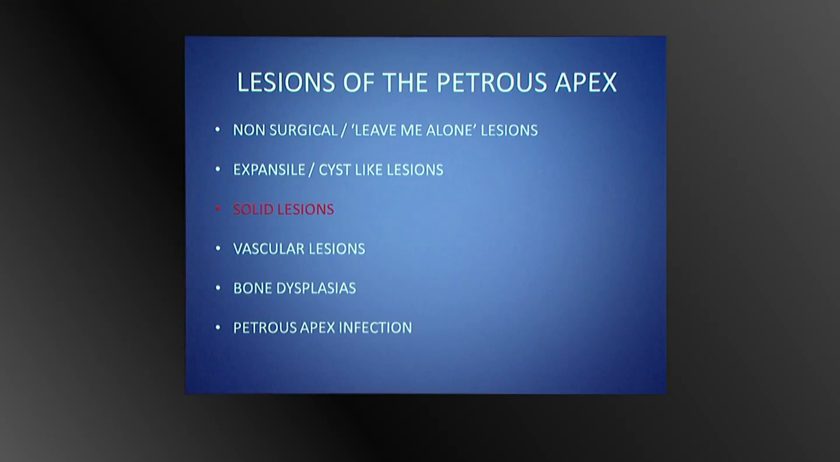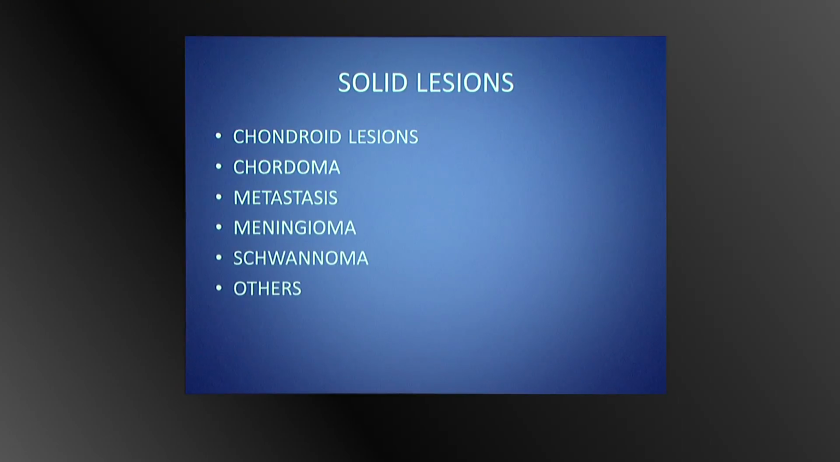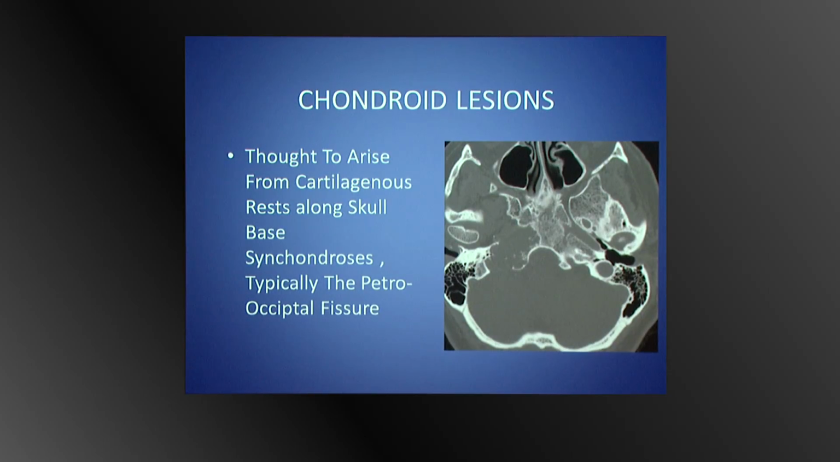And so that is another little bow in our armamentarium with solid lesions, which are an enormous list, but really the top four are important. Those are the chondroid lesions, the chordomas, the metastasis, meningioma, and maybe schwannomas lower down, and then a whole host of others. Beginning with the chondroid lesions, these arise from cartilaginous rests along the skull base, and particularly the skull base synchondroses, and that's why I highlighted that point in the beginning, particularly the petrooccipital fissure.